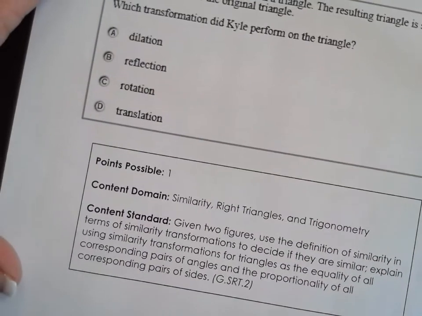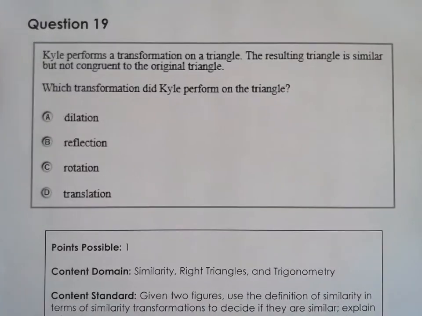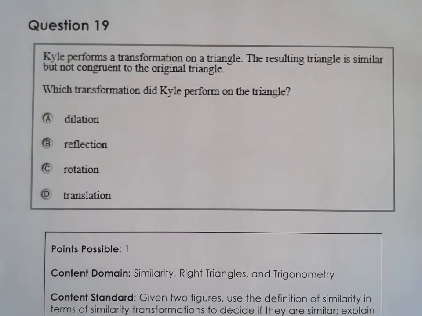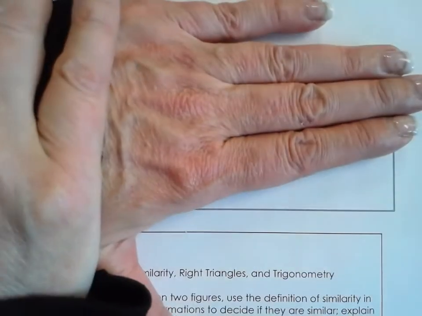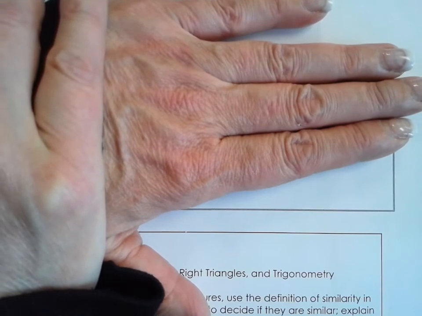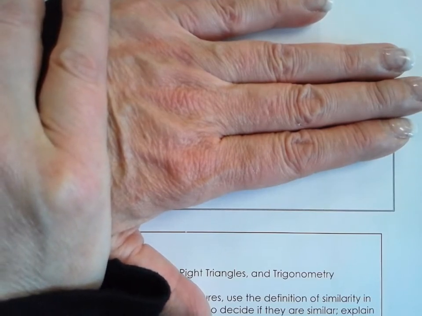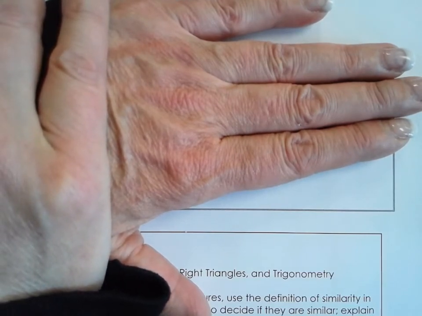All right. Kyle performs a transformation on a triangle. The resulting triangle is similar. Without even going on further, what do you know about similar triangles and transformations? Which one causes it?